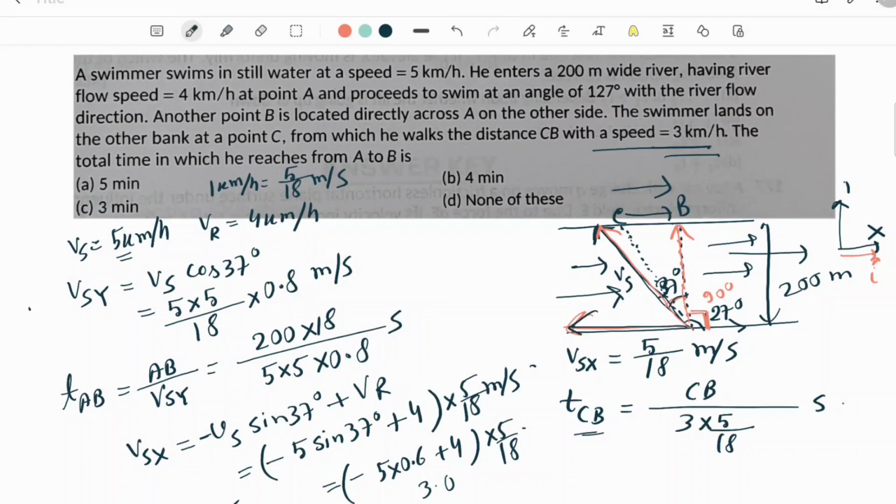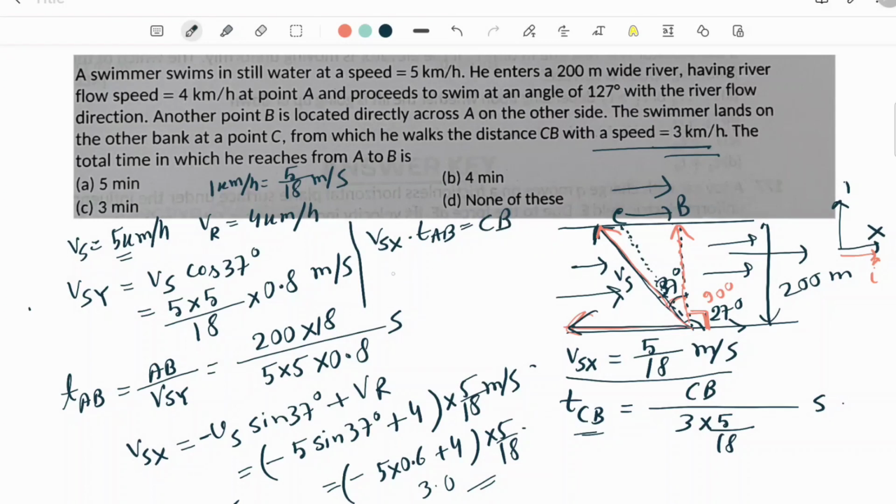To find out the distance from C to B, we have to multiply this resultant velocity along the direction, which is this Vsx, with the same time in which he reaches from A to B, because while he was swimming from A to B, during that entire time this drag was acting on him. So we have to multiply this with TAB to find out the distance CB.